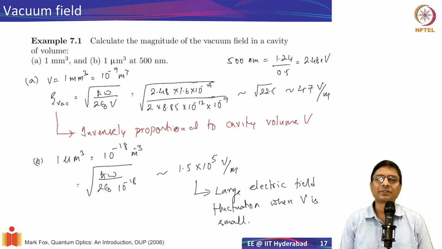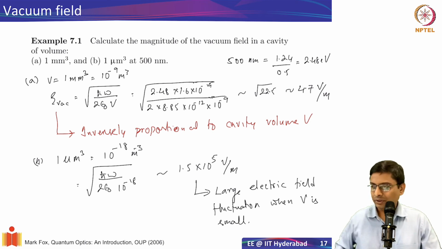Now we talked about the Purcell factor. We said that if you have a cavity, the spontaneous emission is enhanced, and we define the Purcell factor. But an intuitive reason why this happens is that you have large vacuum electric field fluctuations if you have a small cavity, and because of that, the spontaneous emission rate is very highly enhanced. And that's why we saw the fluorescence lifetimes also. The lifetime becomes very, very small when you have strong spontaneous emission.